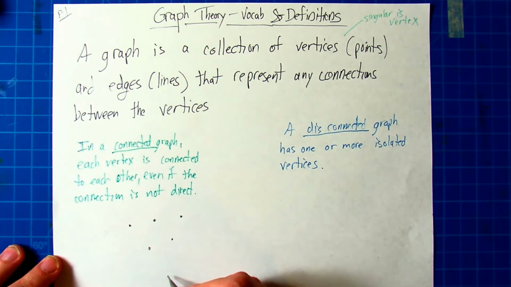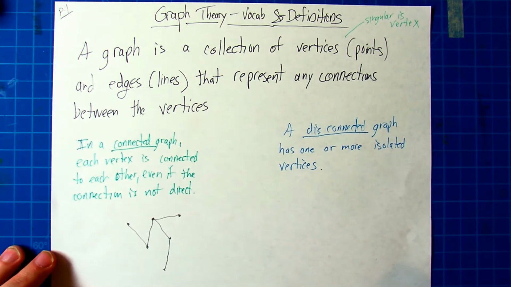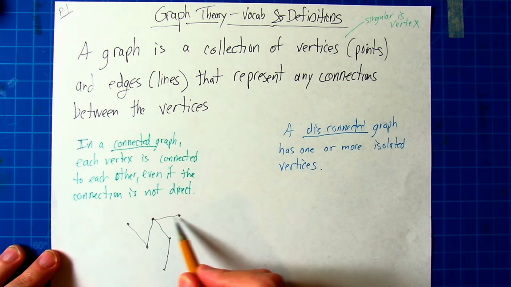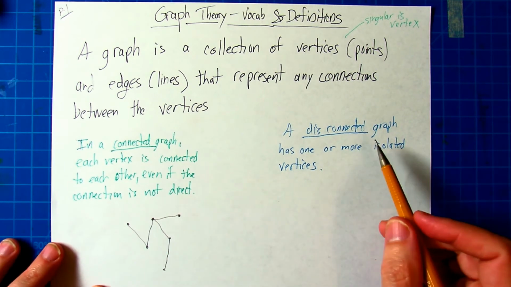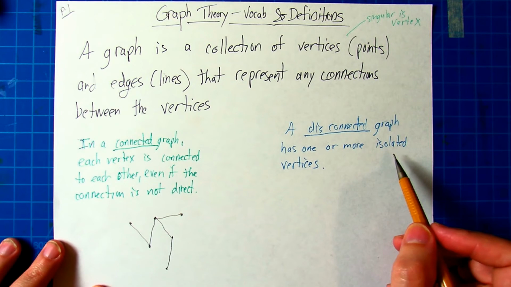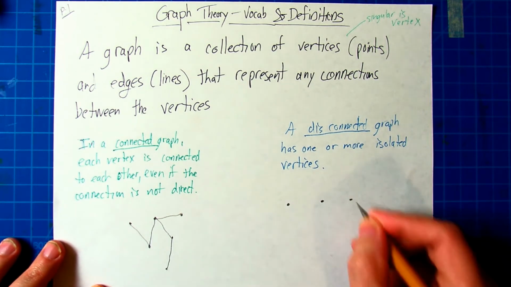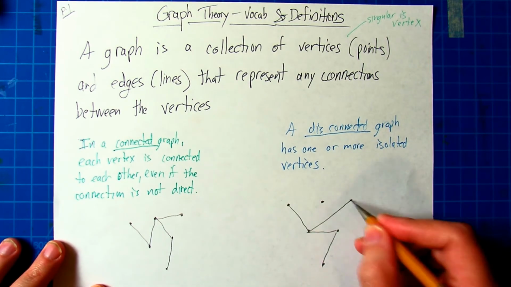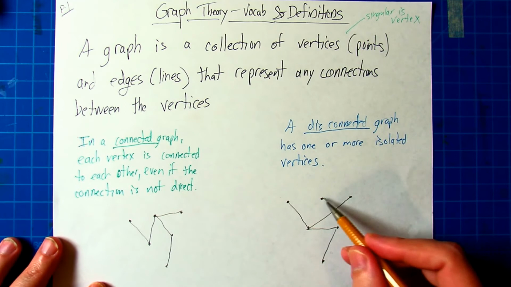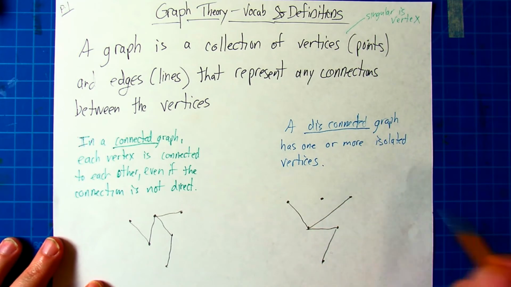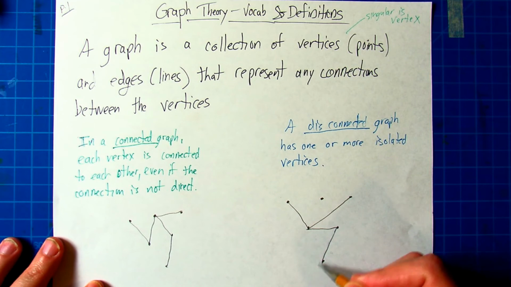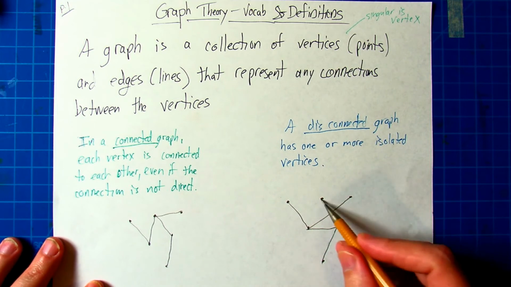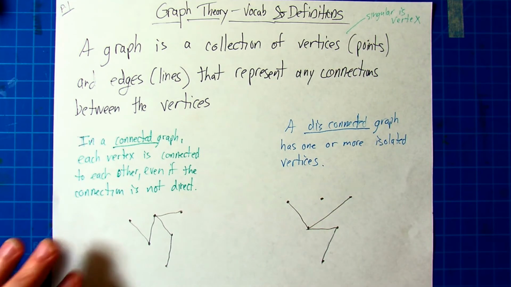So if I draw something like this, all of these vertices are connected to each other because by following edges I can get from any one vertex to another. Compare that with a disconnected graph, which has one or more isolated vertices. So if I draw the same 6 dots in a graph like this, this is an isolated vertex. And this graph would be said to have 2 components because one is made up of these 5 that are all connected to each other, and the other component would be made up of this isolated vertex.